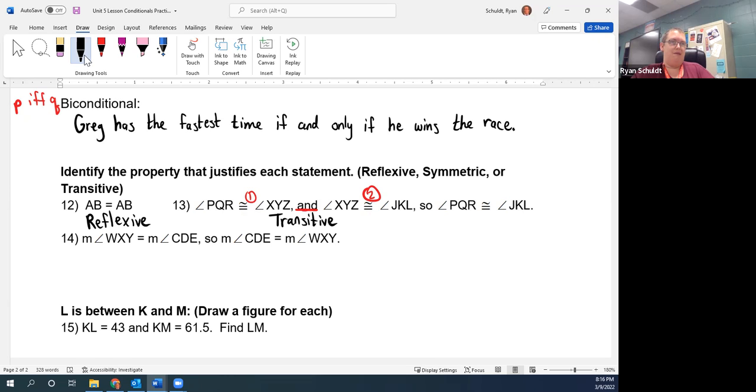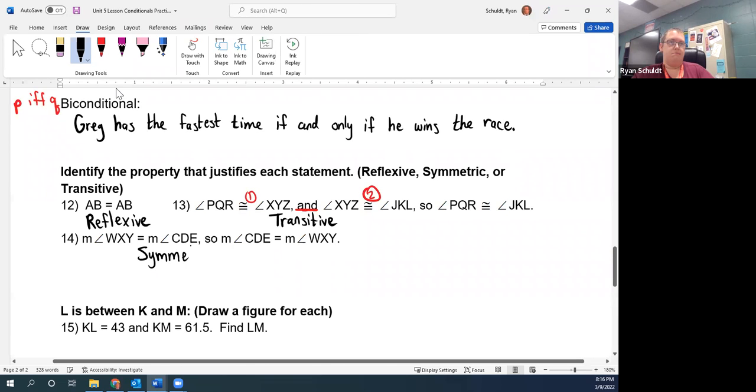14. The measure of angle WXY equals the measure of angle CDE. So the measure of angle CDE equals the measure of angle WXY. This is called the symmetric property. Think of it like you fold it on the word so. The CDEs match up, the WXYs match up. That's symmetric.